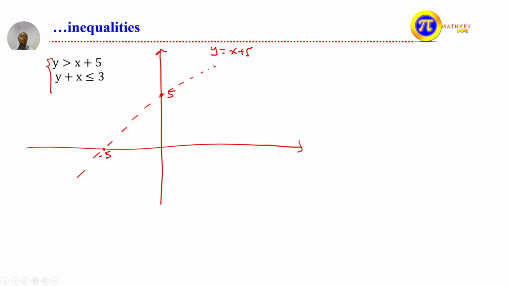This one. And the region which satisfies y greater than x plus 5, as we did before, we take 0, 0 here. 0 is greater than 0 plus 5? Is 0 greater than 5? No, it is not. So the region is on this side, which satisfies y greater than x plus 5. This is the region.